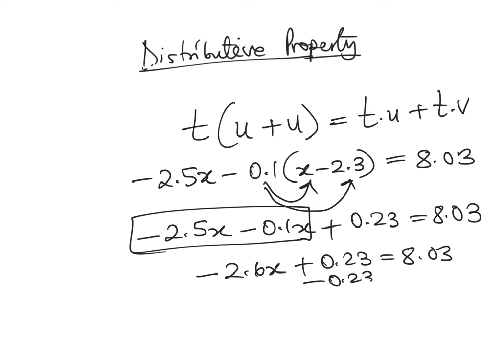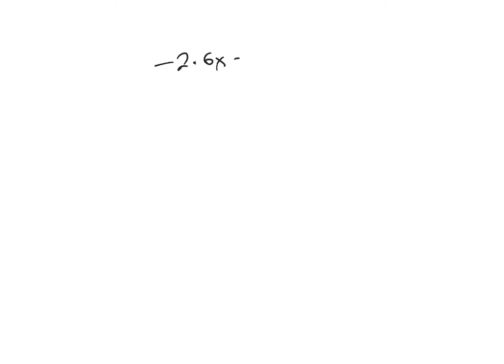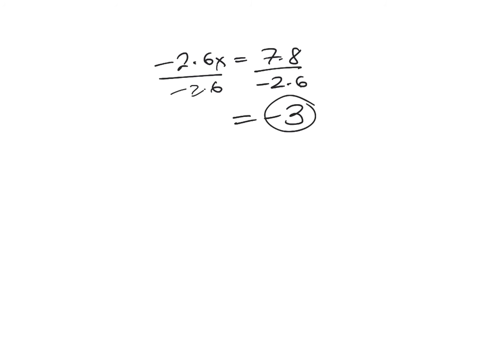We'll subtract 0.23 from both sides. So this will become 7.8. So negative 2.6x is equal to 7.8. We'll divide both sides by negative 2.6. So you have 7.8 divided by negative 2.6, and that will give you negative 3. So that's how we simplify. We used the distributive property, and then we applied the principles we've learned from solving equations.